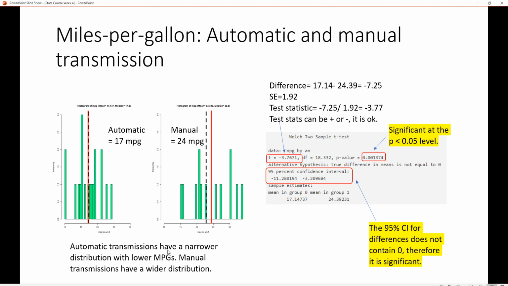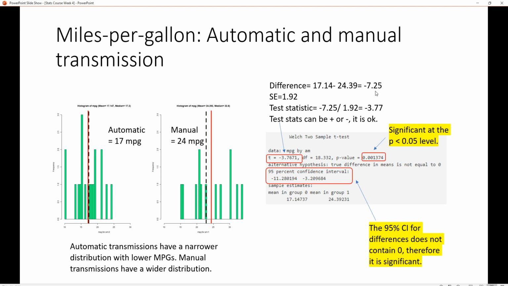So in summary, automatic transmissions have a narrower distribution with lower MPGs. Manual transmissions have a wider distribution. On the right, we have output from a t-test. And we see on the bottom, we again see the values for the automatic transmission. The average is 17 miles per gallon, and for the manual transmission it is 24. So if you were to subtract the two, you'd be left with negative 7.25, and that's the group difference.